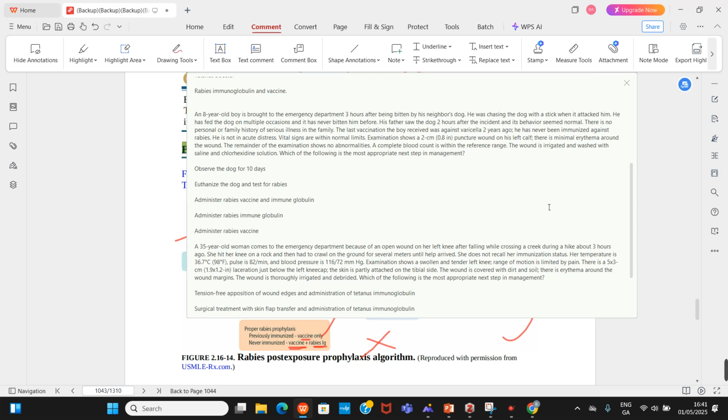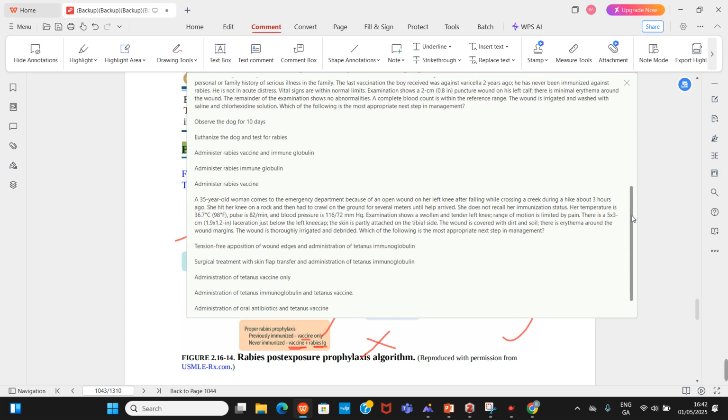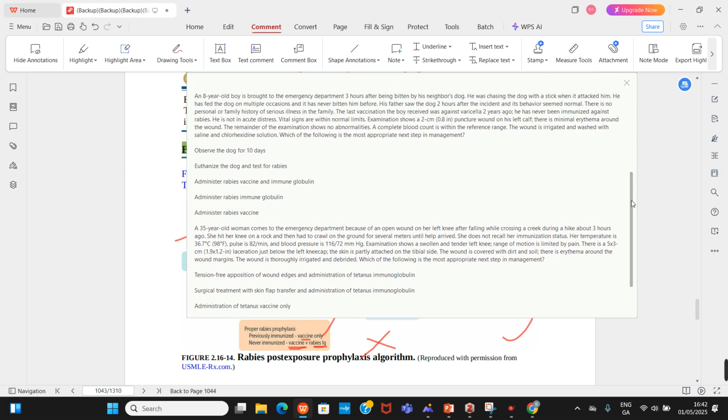What do we do? Anybody? Observe the dog. Observe the dog for 10 days. It's as simple as that. Observe that dog for 10 days. So, if they tell us now in the question that the dog has been immunized against rabies, what do we do?